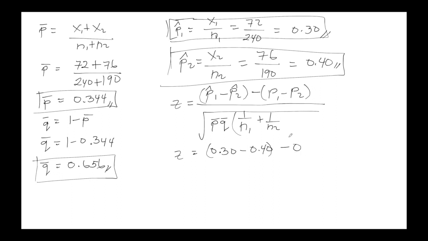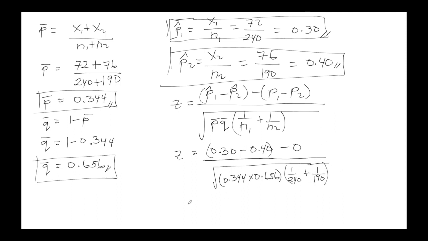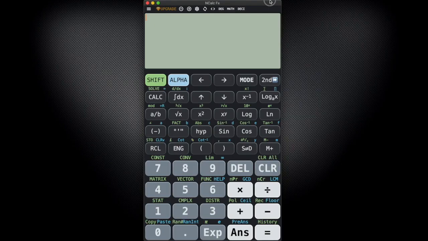This is almost the same concept kung paano natin siya in-explain at ginawa sa mga previous natin na discussion regarding the population hypothesis testing. Okay, so square root of, let's have our P bar and Q bar. P bar natin, 0.344, multiplied to the value of Q bar, which is 0.656, and over 1, multiply to 1 over n sub 1 is 240, plus 1 over n sub 2 which is 190. Okay, now upon sa calculator ninyo, so I have here my calculator.